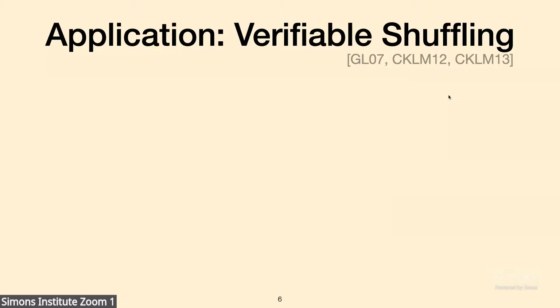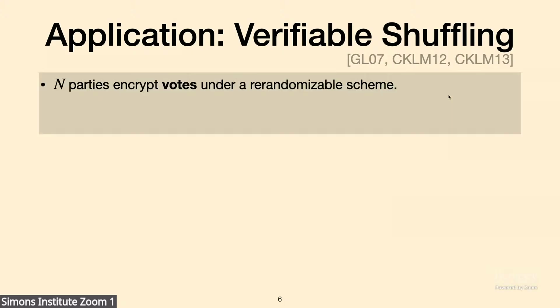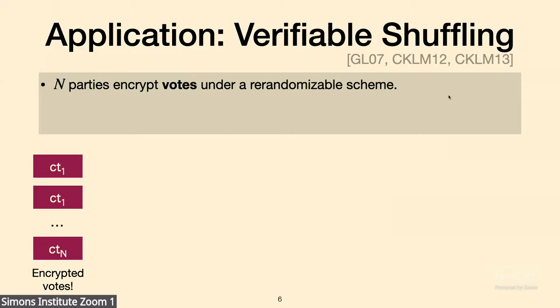This will come up again later, so this is a slightly biased example. So in verifiable shuffling, imagine you have n parties who are voting, and you can imagine they encrypt the vote under a re-randomizable encryption scheme. And what you want to do is shuffle this, right? Because I want to maintain anonymity. I want to shuffle all of these votes. OK, I have the wrong number there again.